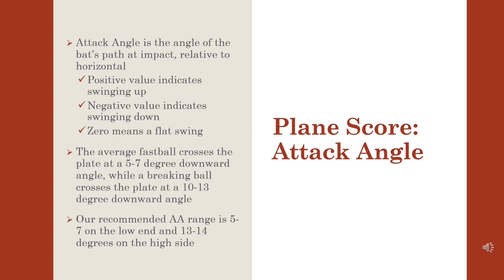We have a visual on this on the next slide, but essentially an incoming pitch, a fastball, has a downward angle of about 5 to 7 degrees. A breaking ball has a downward angle of about 10 to 13 degrees. Blast recommends ranges that we've further refined, and we believe that your attack angle should be somewhere in the 5 to 7 degrees on the low side and 13 to 14 degrees on the high side.